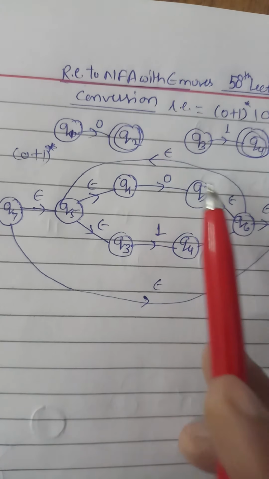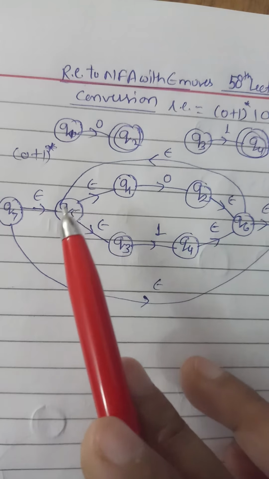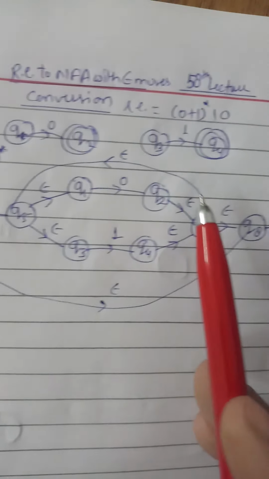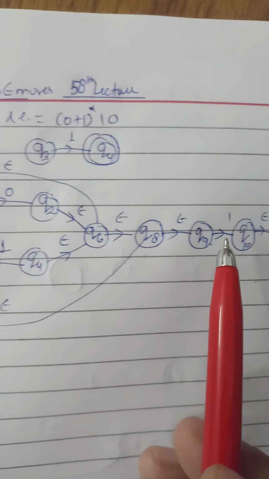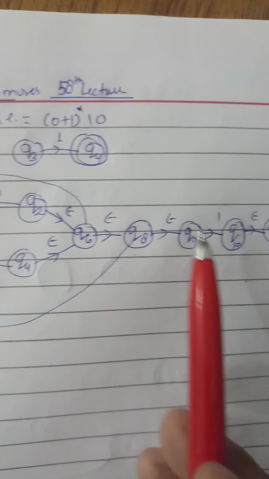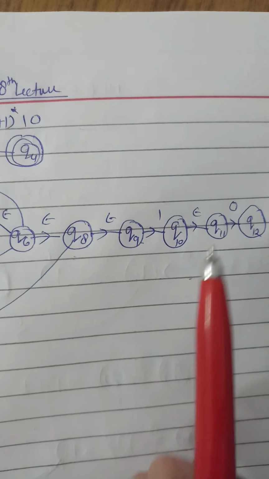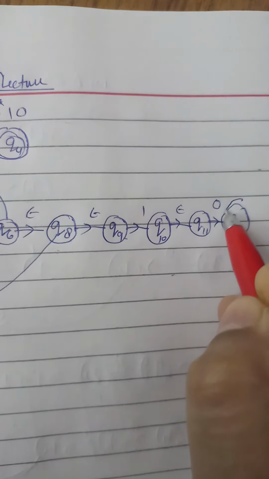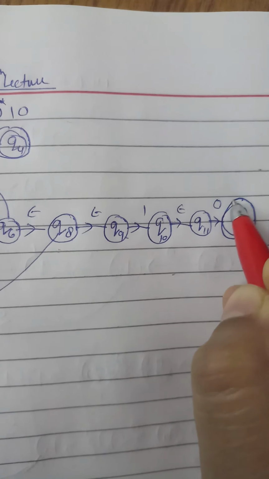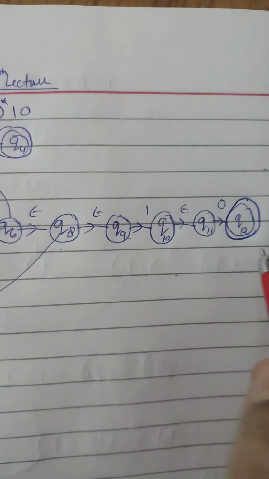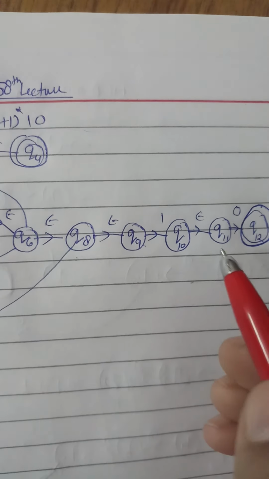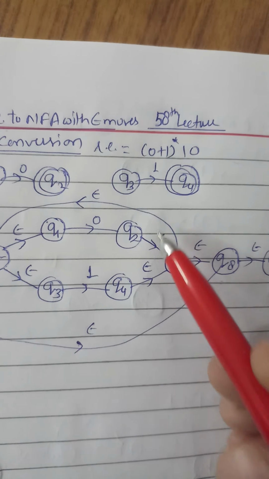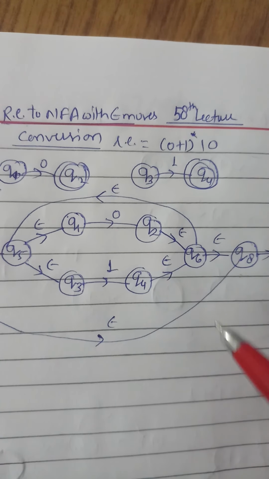We made (0+1)*, then after that we add 1 with an epsilon move, and after that we add 0 with an epsilon move. So now this is final. This will be our final state. So this is the final NFA with epsilon moves, the conversion of RE to NFA with epsilon moves.